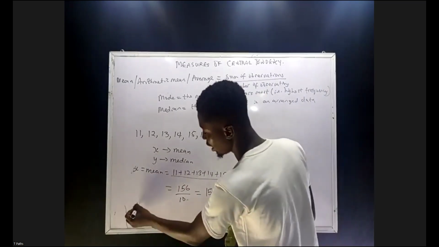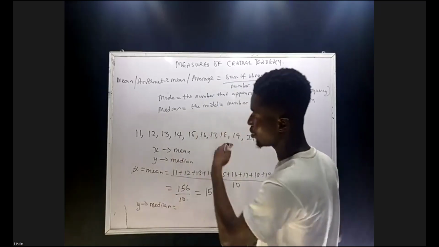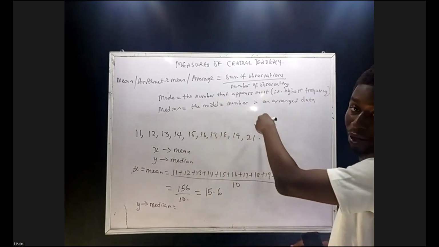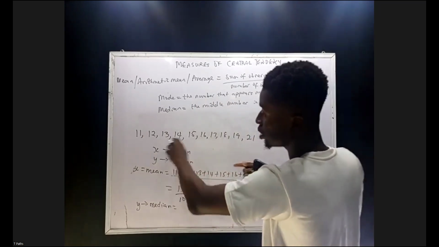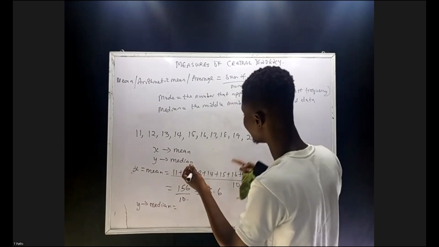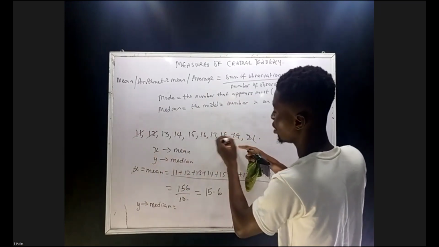Now, the next thing, median. My median. Now, what would be the median of this set of data? Remember, I told you the median is the middle number in ascending order. Now, we notice that this data is already arranged from the smallest to the biggest. What will I simply do? I'm trying to fish out my middle number.